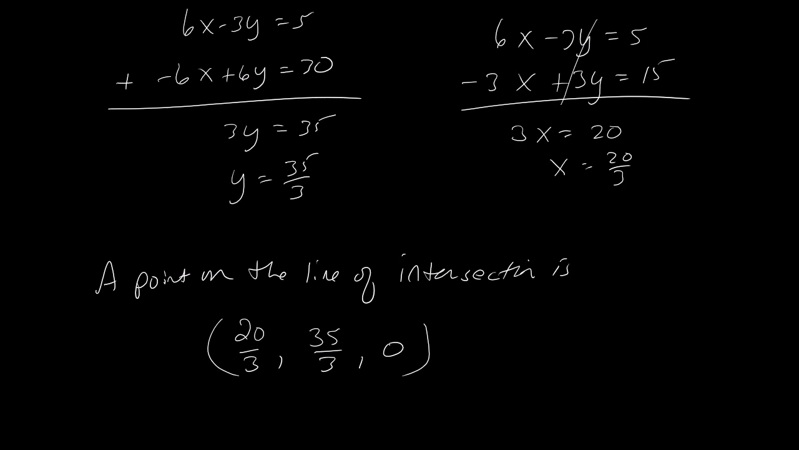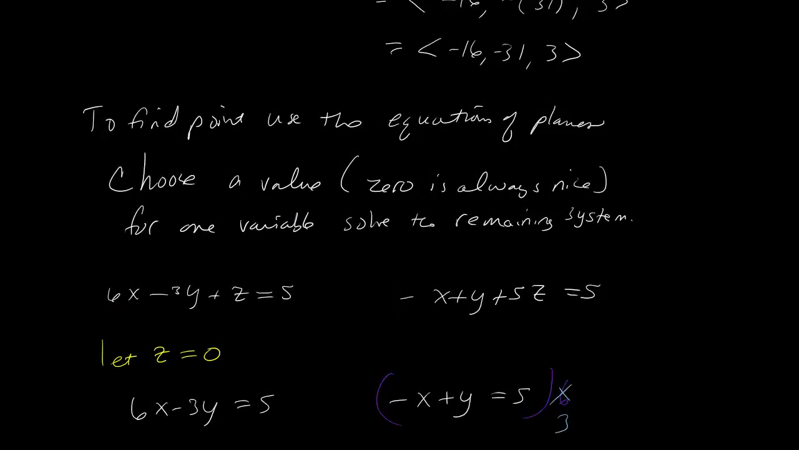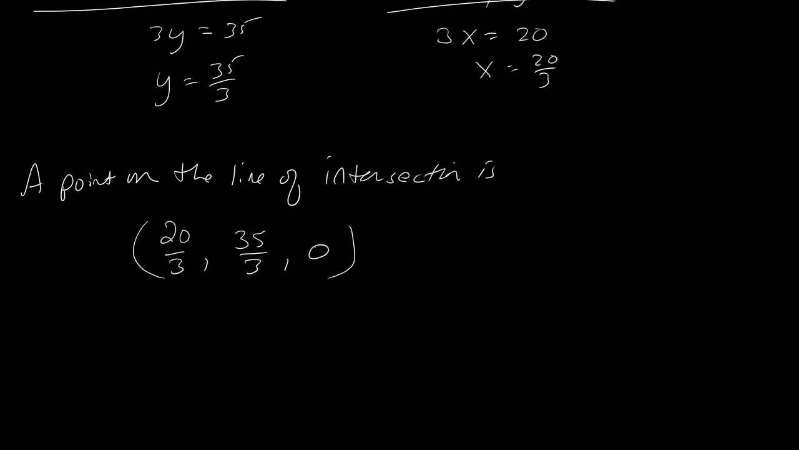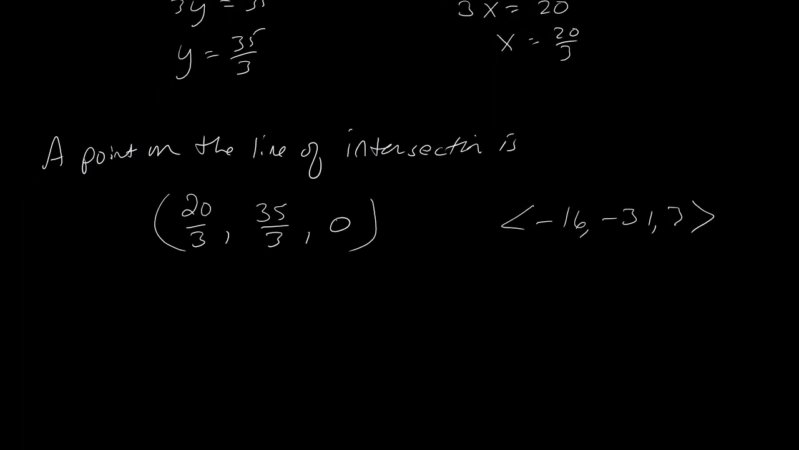Okay, so there's my point. I'm going to go back up and find the vector. Where'd the vector go? There it is. So here's our vector: negative 16, negative 31, 3. Let's write it down. And I can set up the parametric equations of the line. So x is equal to 20 thirds minus 16t.